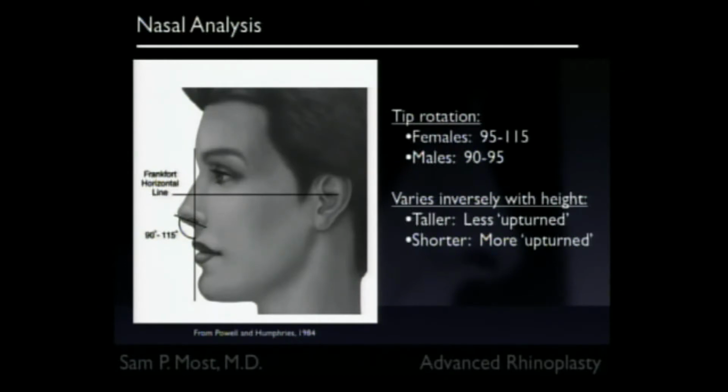Now, by the way, this varies inversely with height, so if you're taller, it should be less upturned. If you're shorter, it should be more upturned. Think about it in the sense that you wouldn't want to be looking up somebody's nose if they're very tall. And if they're shorter, they can get away with having the nose upturned a little bit more. So these are some of the ideals that are out there.